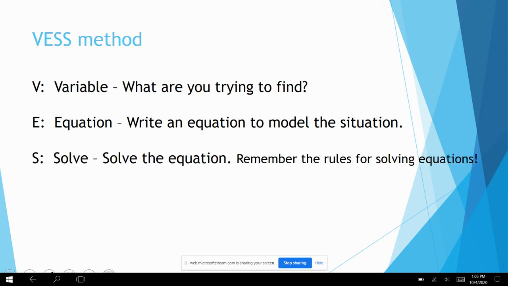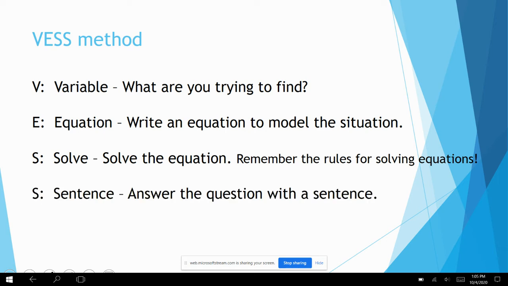Then, as always with our equations, we'll solve them, making sure we're following the correct rules. And finally, we'll write a sentence that answers the question. This is very important that we do this with our word problems. All word problems must be answered with a sentence. Okay? And this includes the context of what we're talking about. So units describing the situation in sentence form.